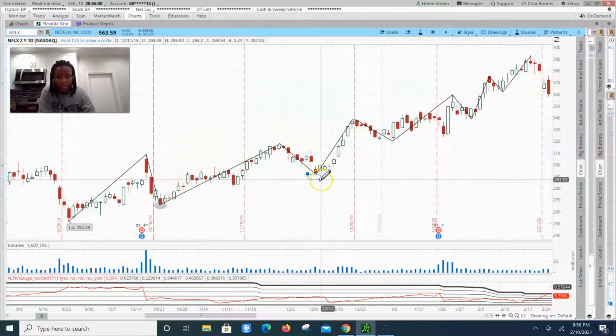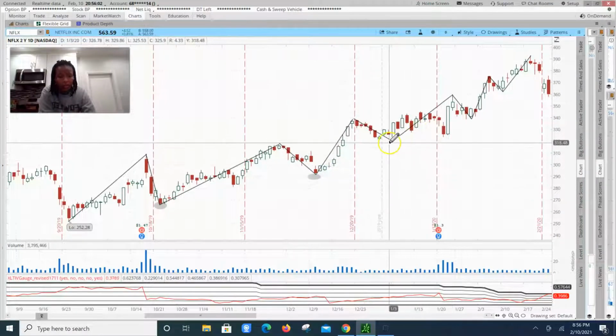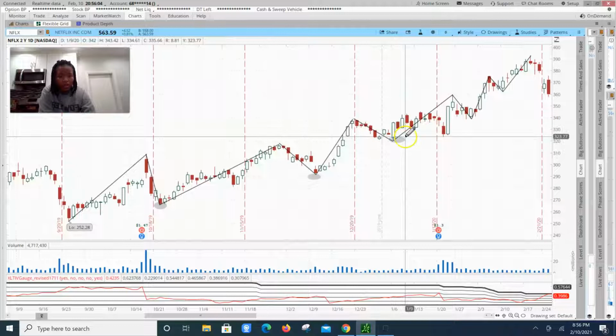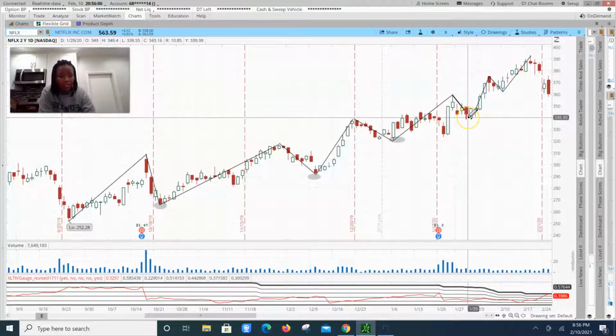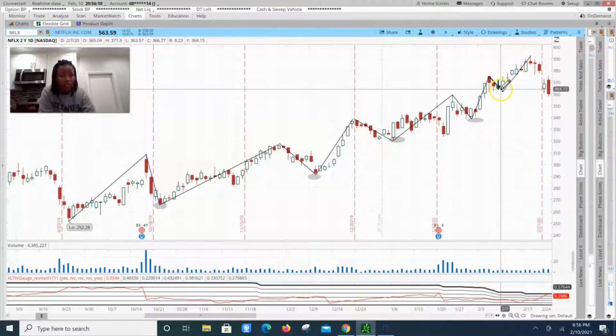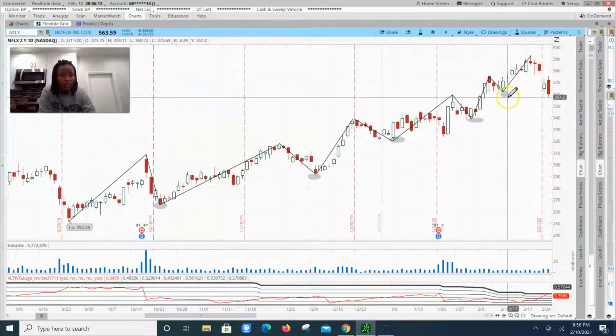We are still in an uptrend. As long as price does not cross this line, we are still in an uptrend.